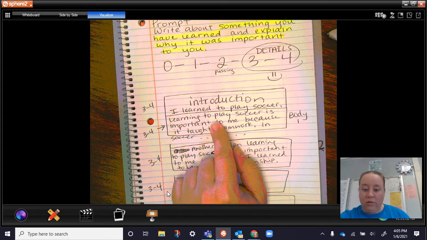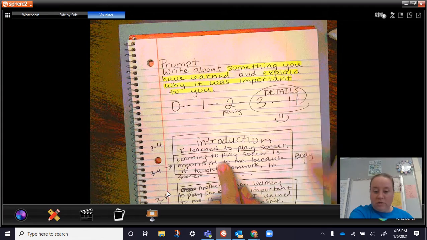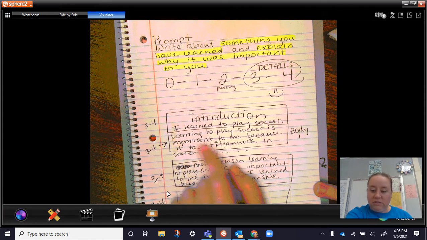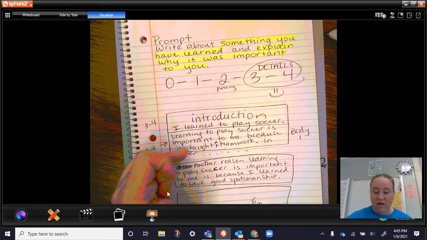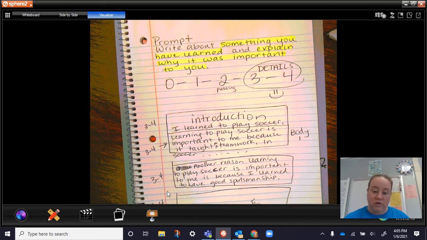Your body, you're going to explain why it was so important to you. So, learning to play soccer is important to me because it taught me teamwork. In soccer, I learned how to work with others. That's important to me because later on in my job, I'm going to have to work with others, and I want to make sure that I'm prepared. That's going into details. It's not just saying, and I saw this a lot, soccer is important to me because it taught me teamwork, sportsmanship, and it's fun. That's a shopping list. You're just listing reasons.